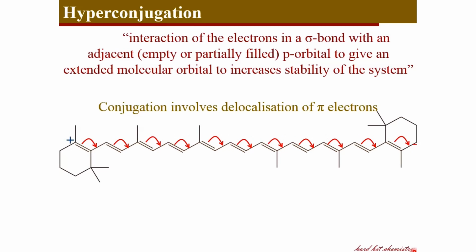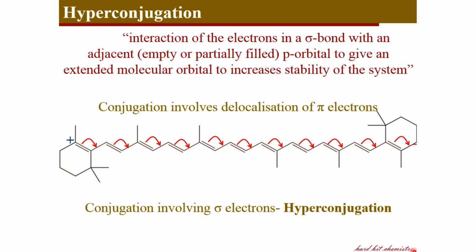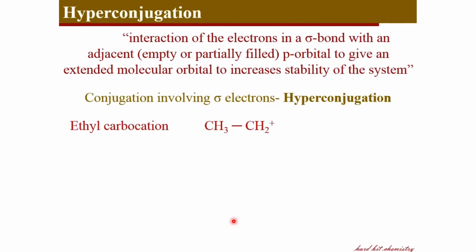This is a typical conjugation involving pi electrons, that is, pi electrons are delocalized from one atom to the other atom. On the other hand, hyperconjugation is a higher degree of conjugation, or a special case of conjugation involving sigma electrons. Like in the case of the ethyl carbocation, as a carbocation bears positive charge on the carbon atom. Here, the ethyl carbocation has two carbons, one is sp3 hybrid and the other is sp2 hybrid, and the charge is present on this sp2 hybrid carbon.